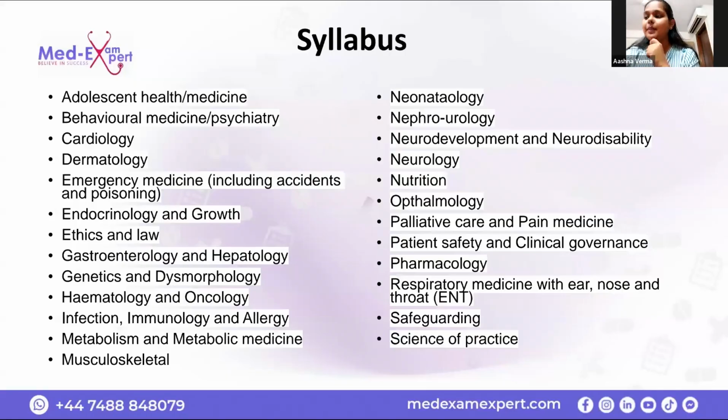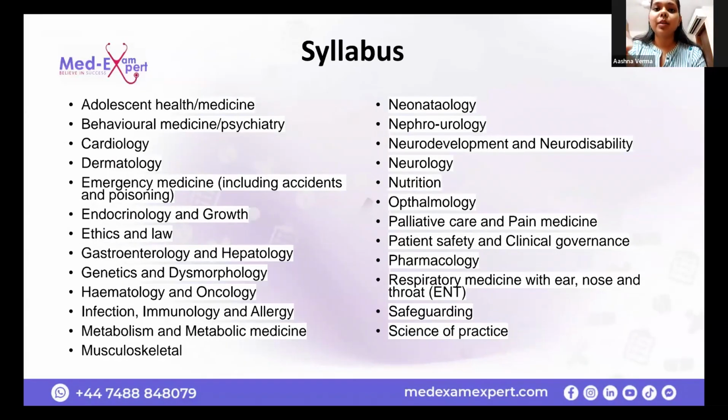So moving ahead, this is the syllabus that your part 1 exam primarily comprises of. So there is adolescent health medicine, behavioral medicine, cardiology, dermatology, emergency medicine, endocrine growth, ethics and law, gastro, hepato, genetics, hemato-onco, infection, metabolic, musculoskeletal, and a lot more. Now, out of all these, let me highlight the topics which we tend to ignore, but become important when you are preparing for part 1 exam.